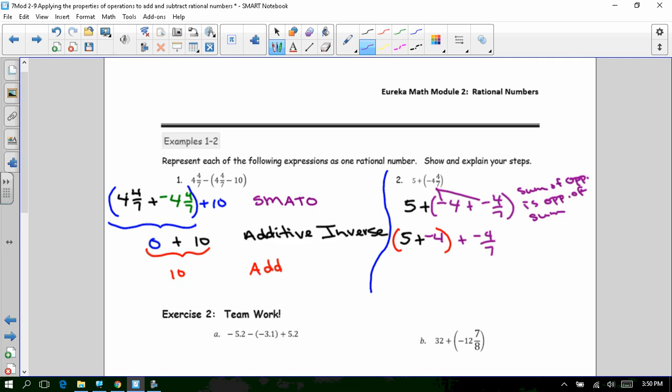Well, 5 plus -4, the signs are different. So circle the bigger one, which is 5, and then subtract them, which is 1. The sign is positive, so I'm good with that, and add my -4/7. So here, all I did was add.